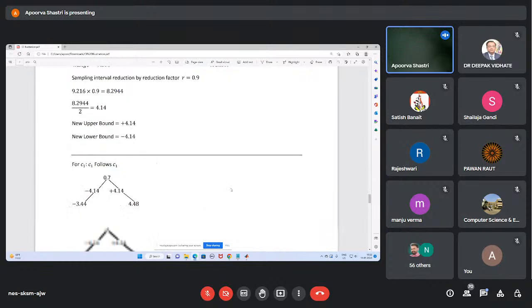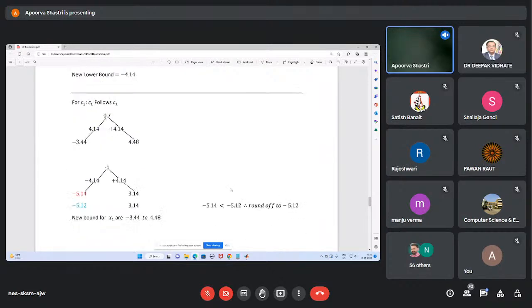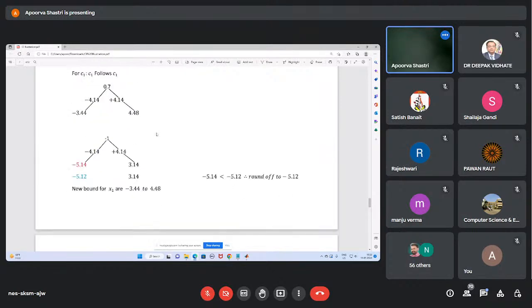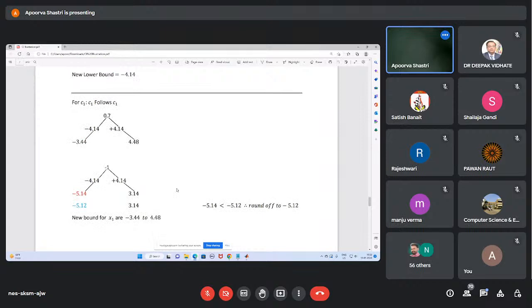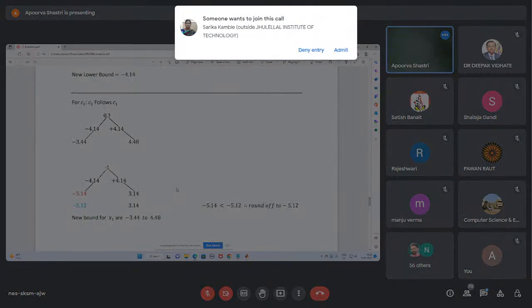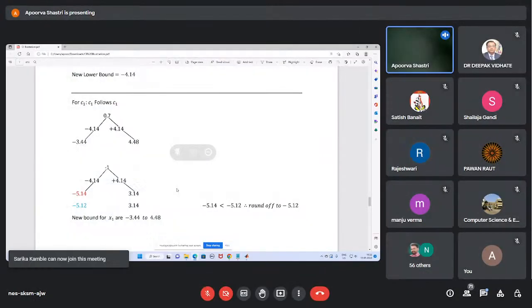Okay, let us move on to the calculation for C1. So these are the new upper bound and lower bound for C1. Please cross check your answers.